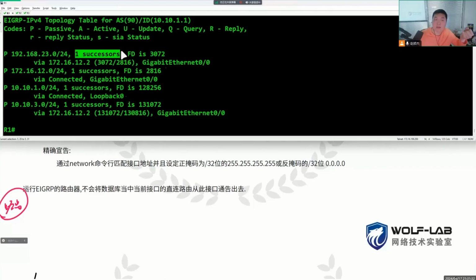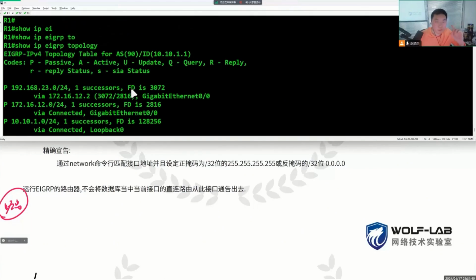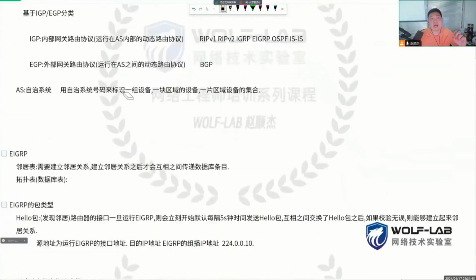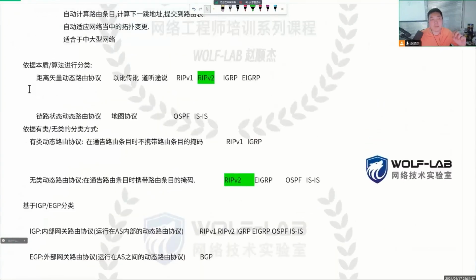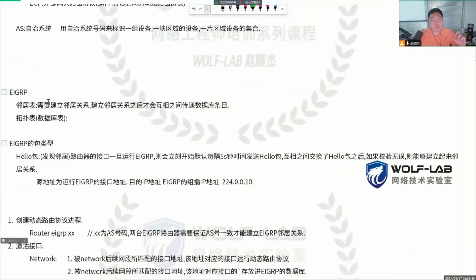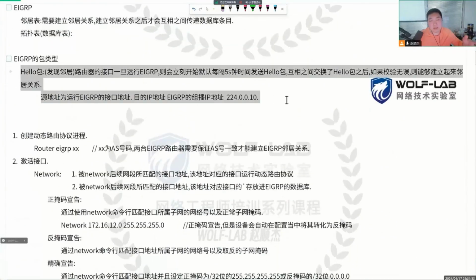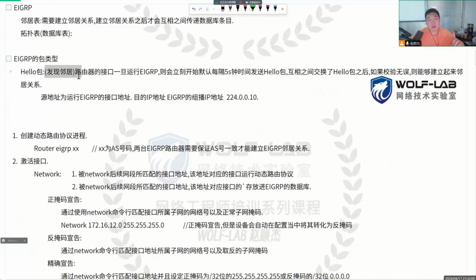What is FD value? It's feasible distance, called forward distance. As for this thing, we will use it later. I need to hurry up and cover the content in the database later. For example, what is our FD? What is AD? What is a successor? What else do we need to learn about feasible successor? What does this P mean? What is update query? We will learn all these later.